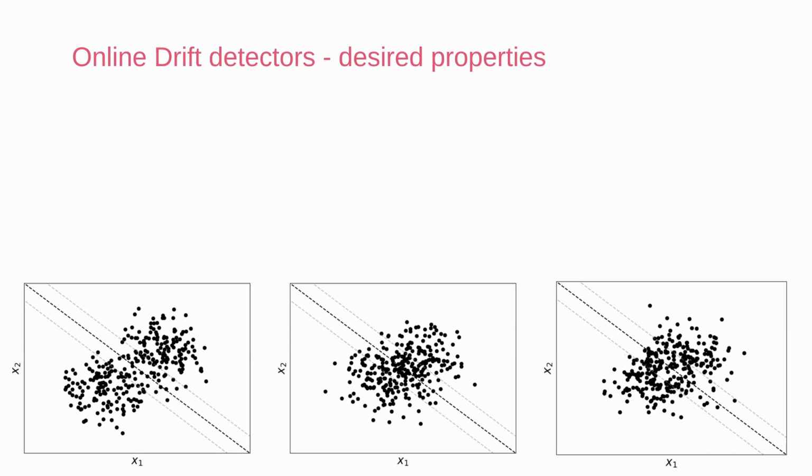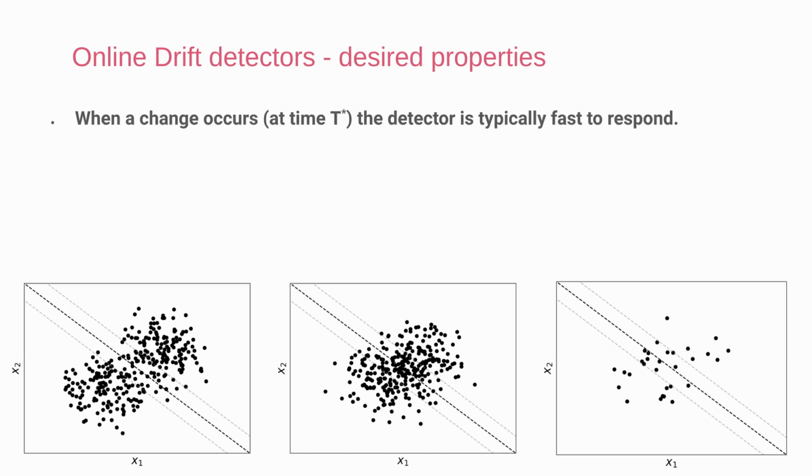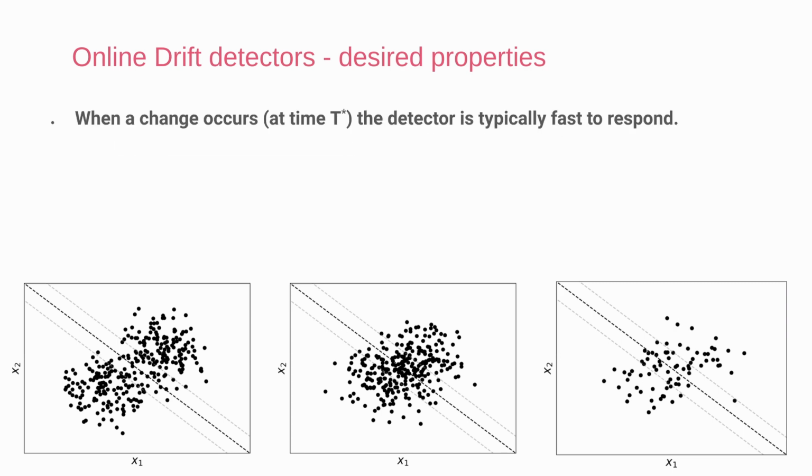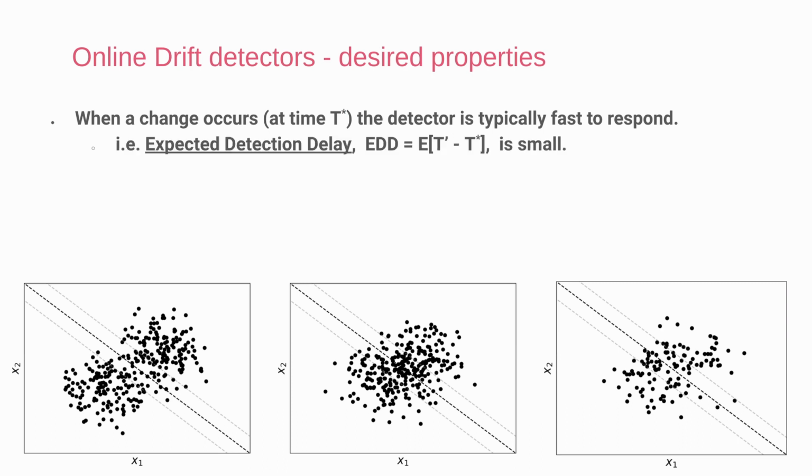And so in designing online drift detection algorithms, there are various properties we might wish to consider. The first is that we'd like the algorithm to be fast to respond when change occurs. So we consider this quantity, the expected detection delay, which is the difference between the time at which we detect change or drift, t dash, and the time at which it occurred, t star. We'd like that to be small in expectation.